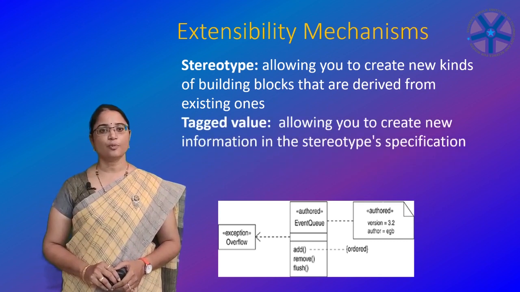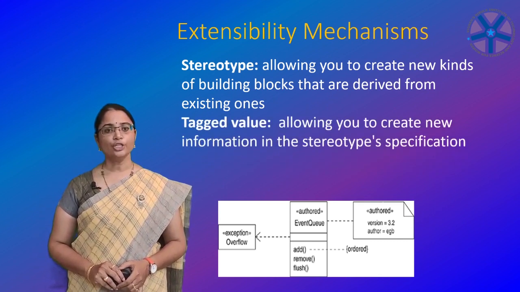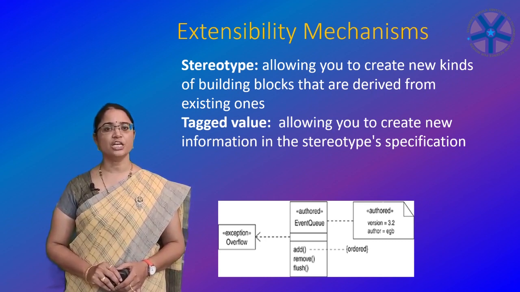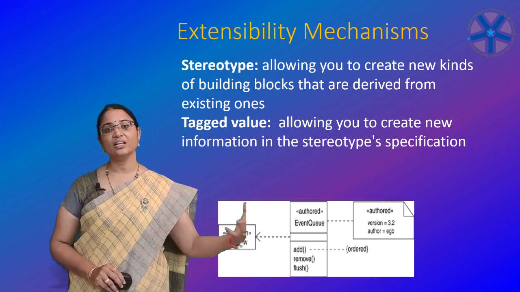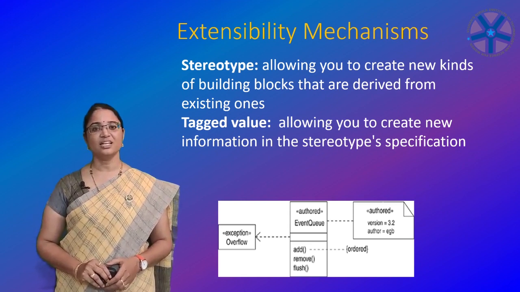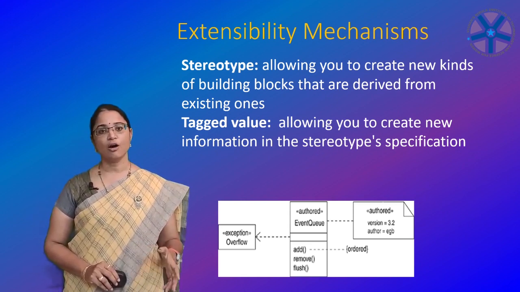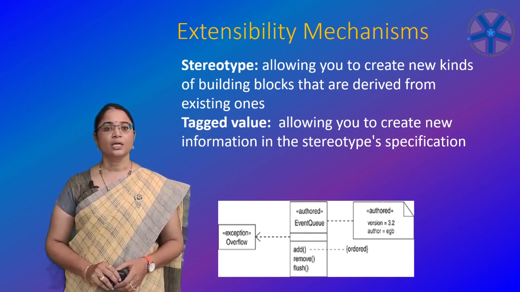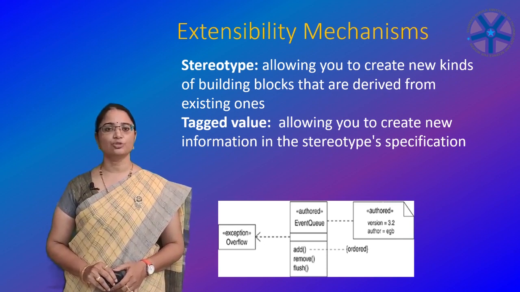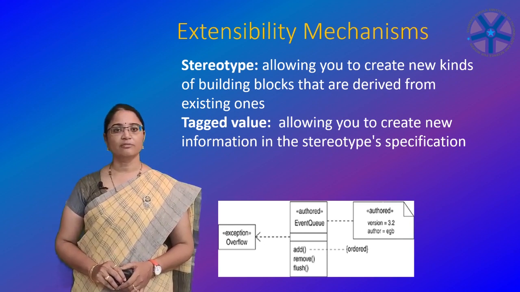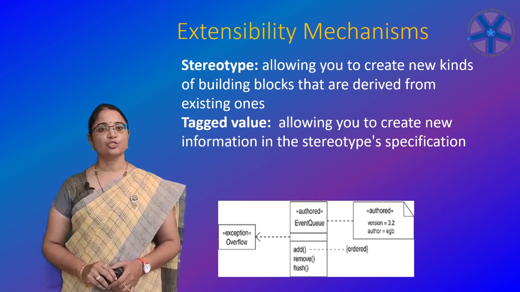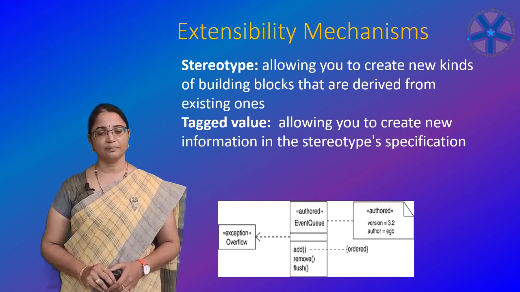Tagged value extends the property of the UML stereotype, allowing you to create new information in the stereotype specification. For example, if you are working on a shrink-wrapped product that undergoes many releases over time, you often want to track the version and the author of a certain critical abstraction. Version and author are not primitive UML concepts. They can be added to any building block, such as a class, by introducing new tagged values to the building block. In the figure, for example, the class EventQ is extended by marking its version and author explicitly.